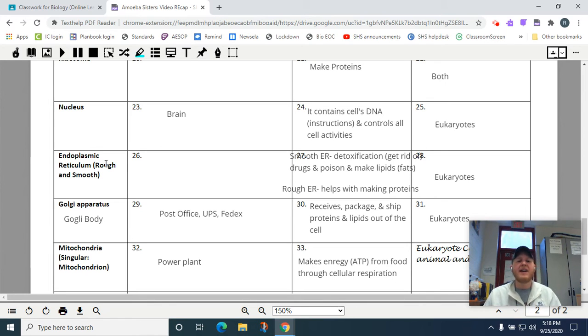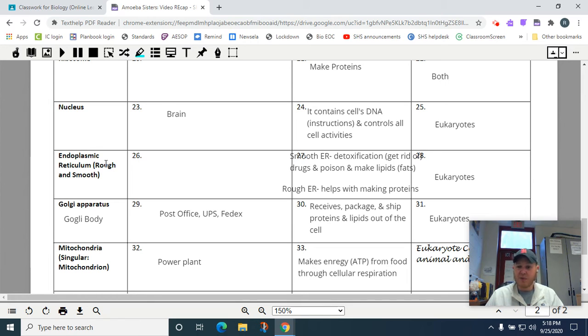So the smooth ER, we call it smooth because it looks smooth. It does not have bumps on it. And what this is responsible for is detoxification. So getting rid of things such as drugs, poisons, stuff like that. And it's also going to make lipids, otherwise known as fats. So that's the job of the smooth ER.